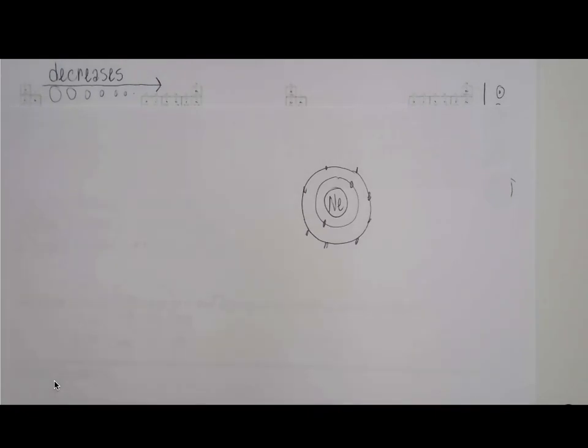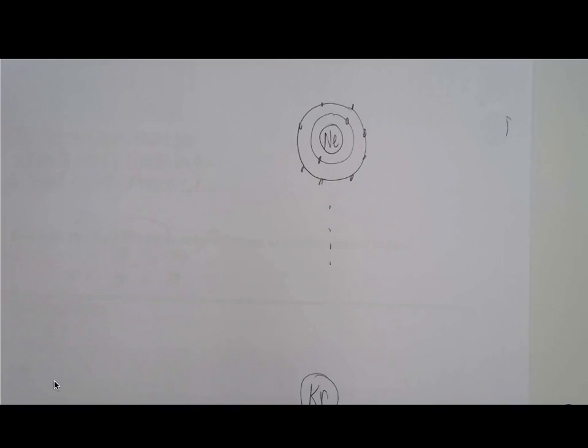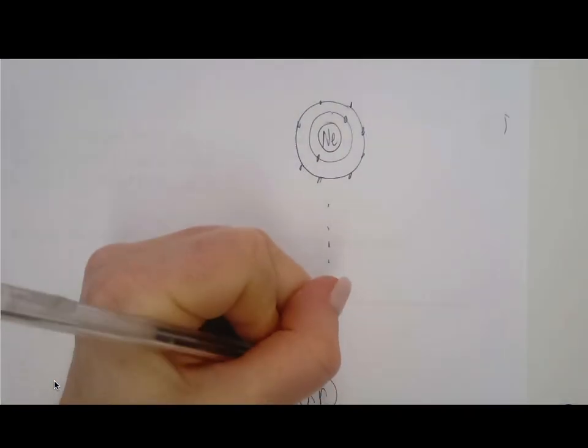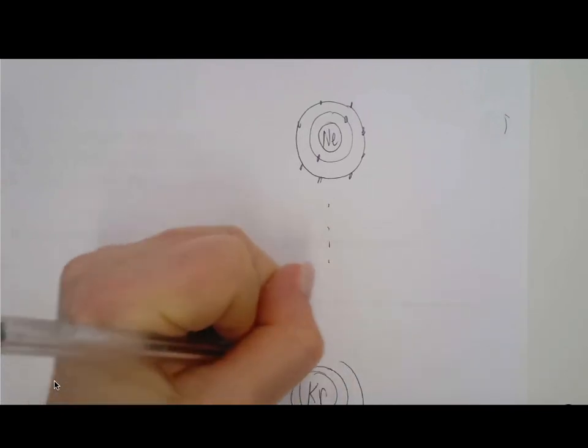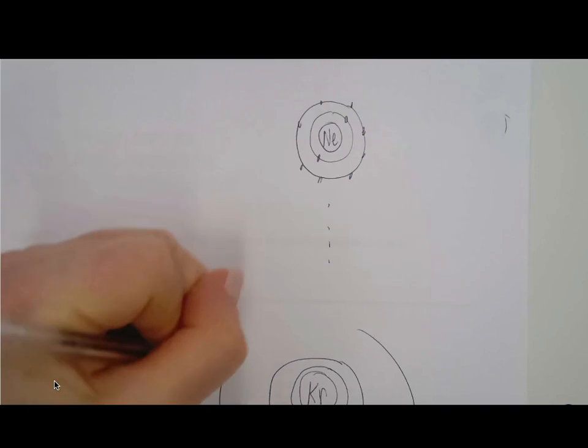Now, as we go on down, let's do krypton. So I'll skip a few. Krypton has how many levels of electrons? 4. But look at this. So here's level 1. Here's level 2. I'm going to exaggerate it a little bit.